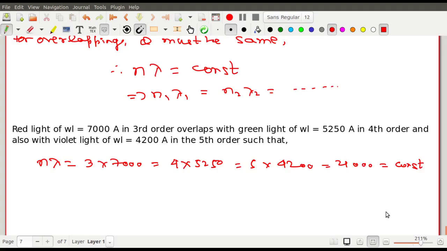So this is the overlap, understood? So 7000 angstrom in the third order, 5250 in the fourth order, and 4200 in the fifth order, they all actually coincide. The order number increases and the wavelength decreases. So that is what happens in the system, right?